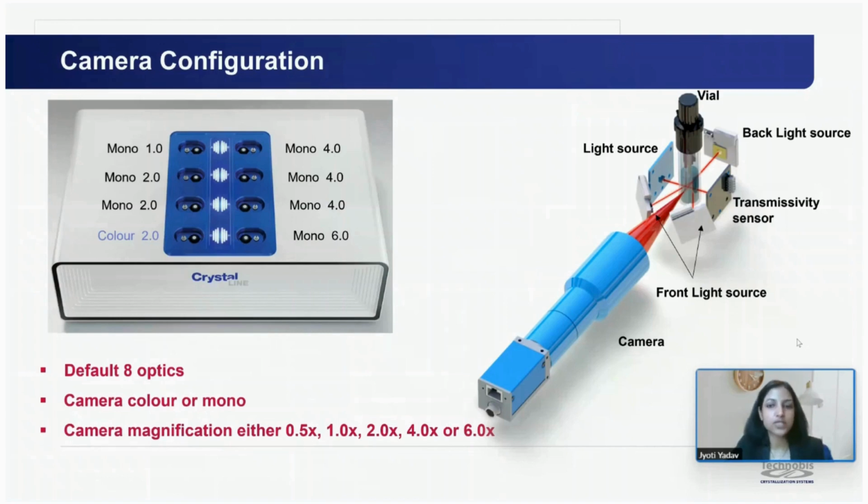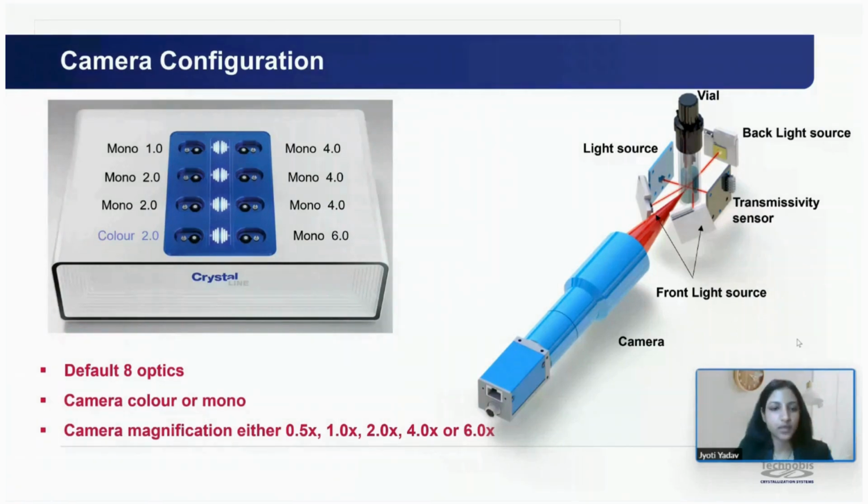This is an illustration of a reactor inside the instrument. There are 2 front light sources and 1 backlight source to increase the quality of the images taken. And then this is the camera and the transmissivity sensors for the turbidity measurement.